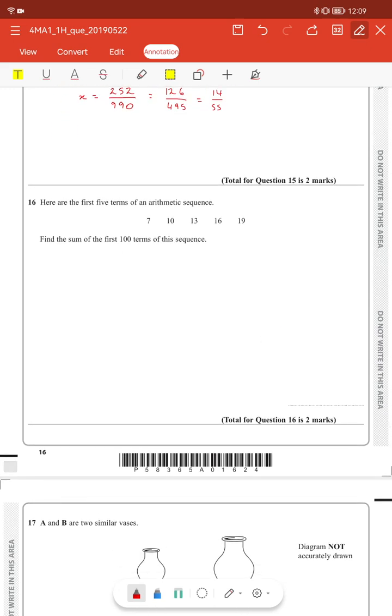Here are the first 5 terms of an arithmetic sequence. Find the sum of the first 100. So remember, this is where it's absolutely crucial. You are given this formula. So the sum of the first 100 is 100 over 2 times 2a plus n minus 1 d, which would be 50 times 2 times the first term plus 100 minus 1, and the difference for each is 3, which would give us 50 times 14 plus 99 times 3.